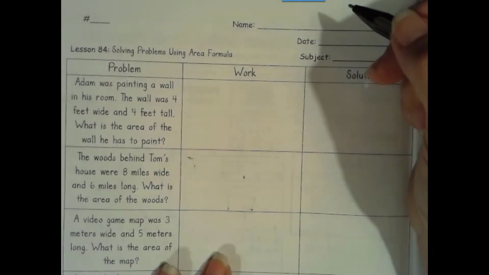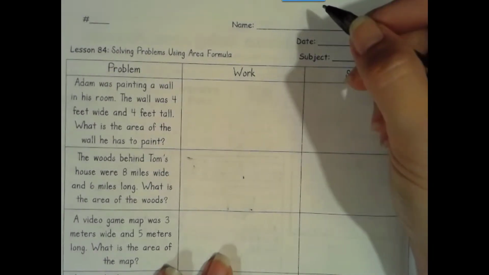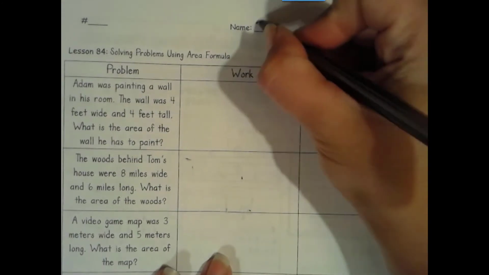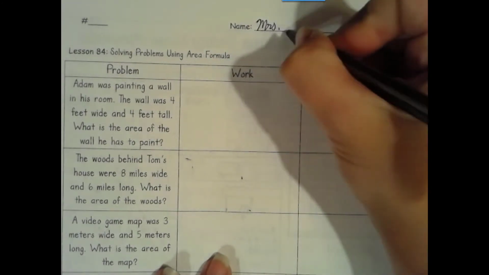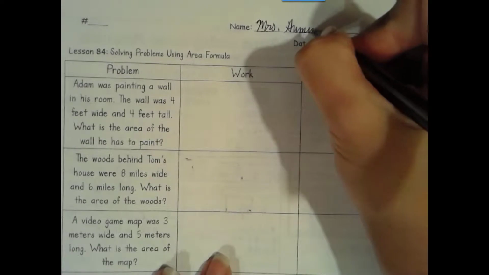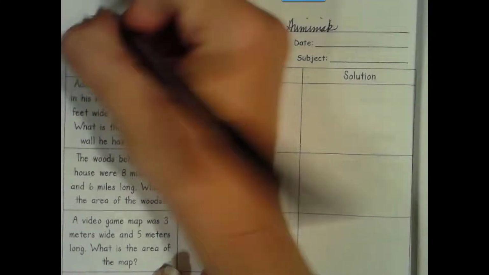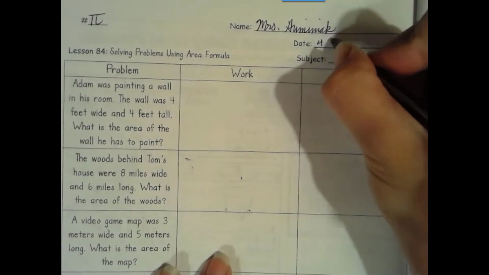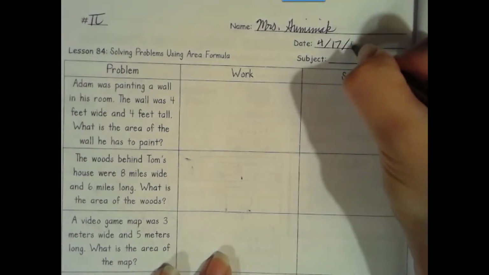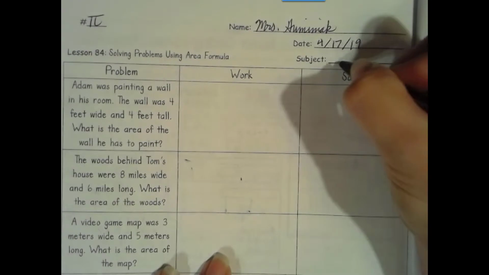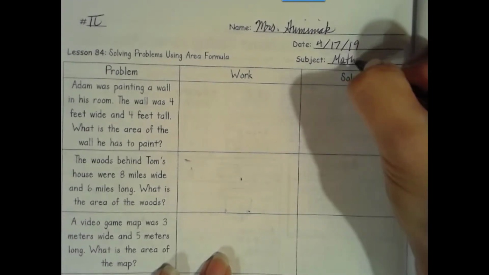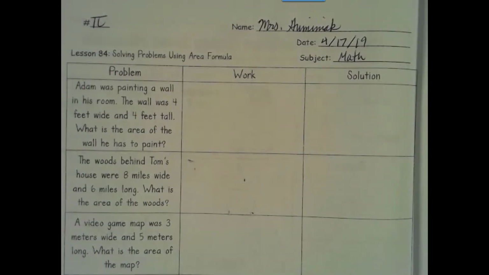Now we're on to our 3-column notes for using area formula. First thing we need to do is put on our heading: name, number, date, first and last in cursive. Remember to write the date that you are completing these notes, not necessarily the date I am writing. Our subject is math. Okay, so we're looking at word problems or real world problems having to do with area.